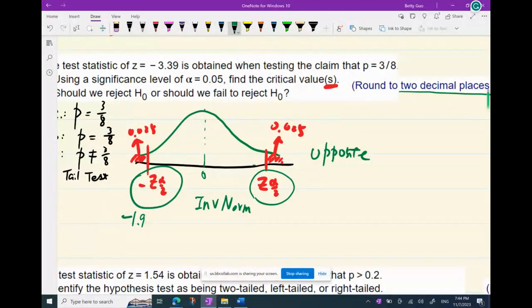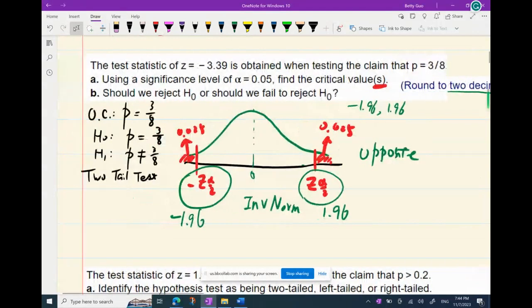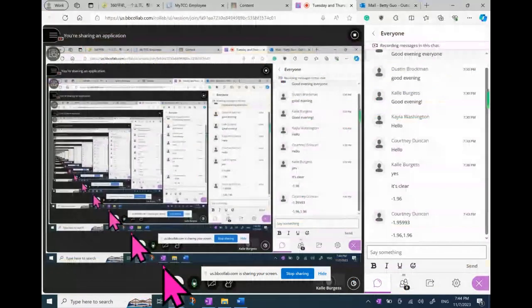Negative 1.96. It's actually a very commonly used critical value. Then the positive one would be positive 1.96. So when you enter the answer, you would do negative 1.96, comma, 1.96, because you have two critical values in this case. The test is a two-tailed z-test. Awesome, very good. Thank you, Courtney and Kelly. Perfect. Yes, we have two. Very good.